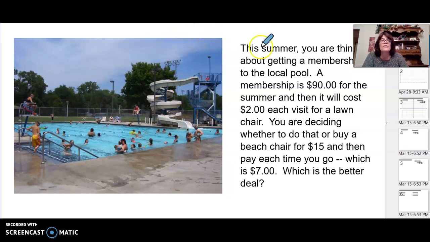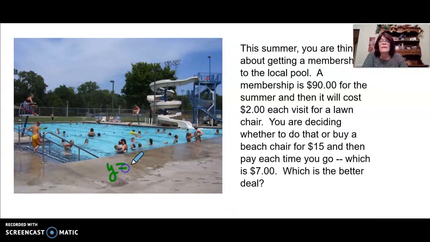Okay, so of course we would write two equations. Our choices are we spend $90 and then we spend $2 each time for a lawn chair. Okay, that's one option. $90 is a once and done thing. And then if X is how many times we go to the pool, I have to take 2 times that. So let's say I go 5 times to the pool. Then I've gotten a lawn chair 5 times. That's 10 bucks there plus 90, 100 bucks I've spent, right?